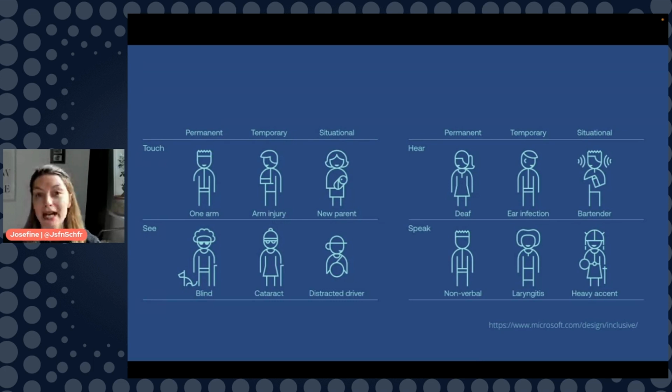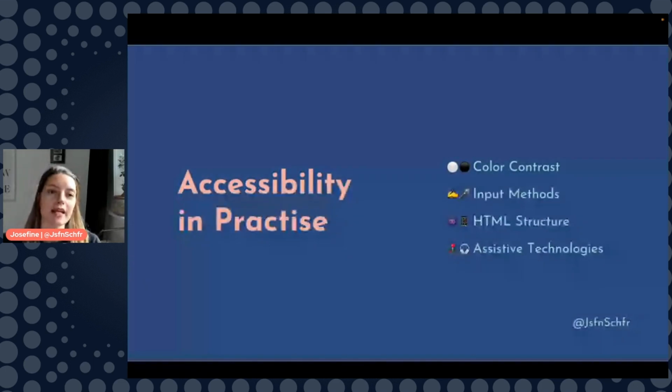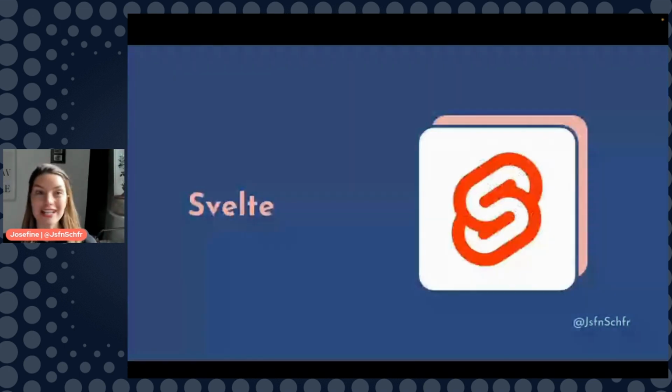In practice, that can mean things like providing transcripts or captions for video. It can mean offering different input methods like mouse, keyboard, and speech commands, being open to assistive technology, or explaining unfamiliar terms and not assuming that everybody has the same base knowledge. So very roughly, that was our dive into accessibility, and now we can have a look at Svelte.